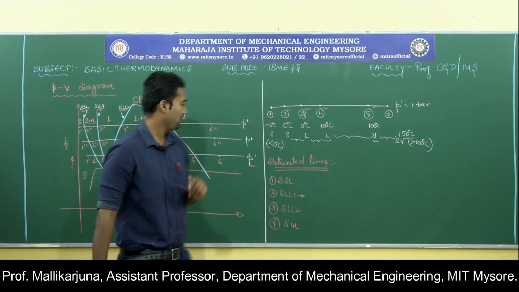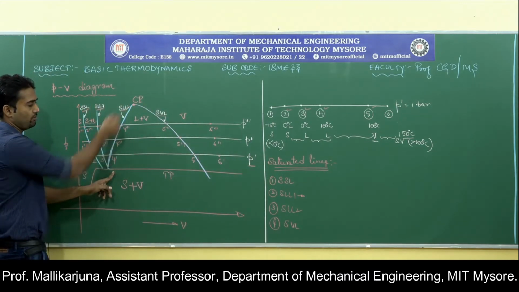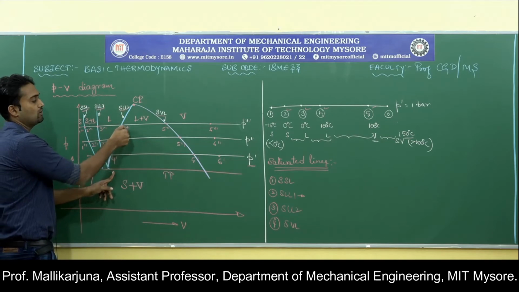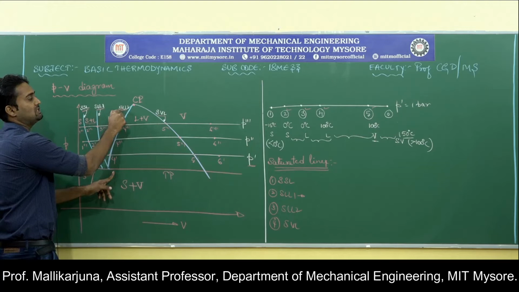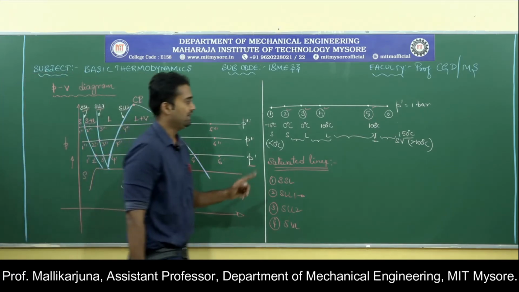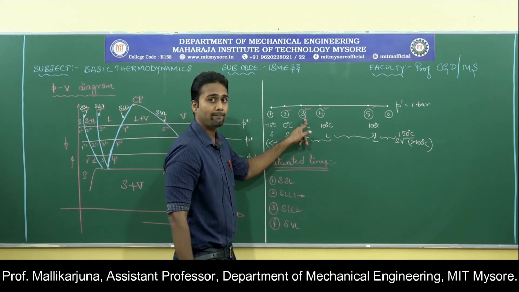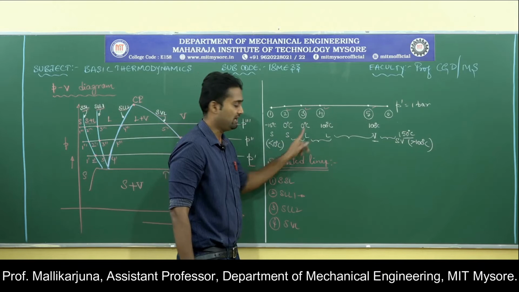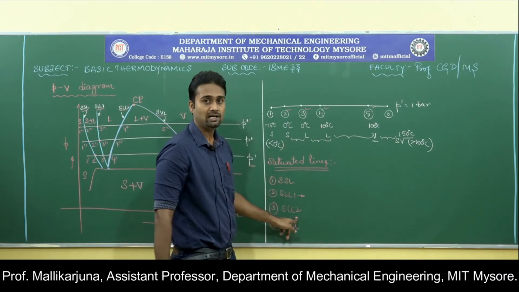So because of that, these points 4 dash, 4 double dash, 4 triple dash form one more saturated line, which is nothing but saturated liquid line 2. We need to be very careful over here. The line formed by point 3 is also a saturated liquid line. The line formed by point 4 is also a saturated liquid line.